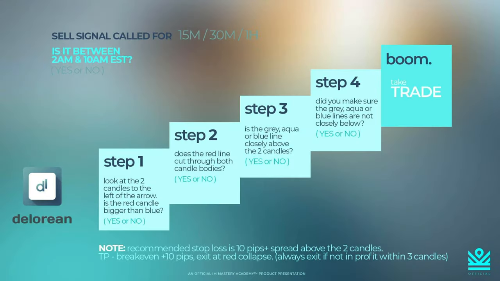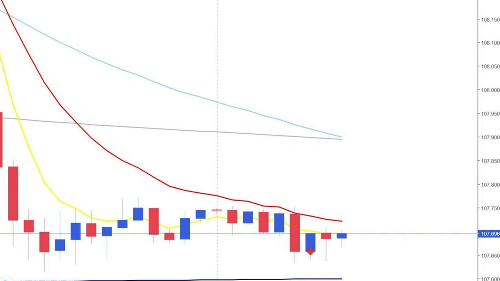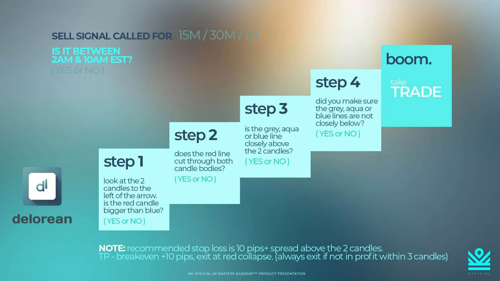We move on to step four, just for example. Did you make sure the gray, aqua, or blue lines are not closely below? So with that said, we look at the bottom, where's the arrow? Or you could go from price, it doesn't matter. We look at the blue line, we'll say the blue line sits at 107,600. Say the arrow's at 107,650. Again, that's a 5 pip difference. That's a 5 pip gap, and unfortunately, that's not a big enough gap. So in this example, we get a yes, no, no, and no. That is not a boom. We do not take the trade.